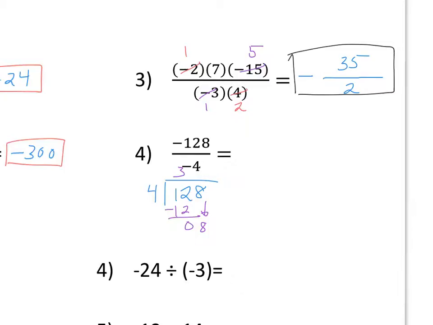4 goes into 8 twice. 2 times 4 is 8. So we're going to subtract 8 with no remainder, which is what we want. So that means that 4 divides into 128 32 times. And so our solution is a positive 32 because 4 goes evenly into 128.